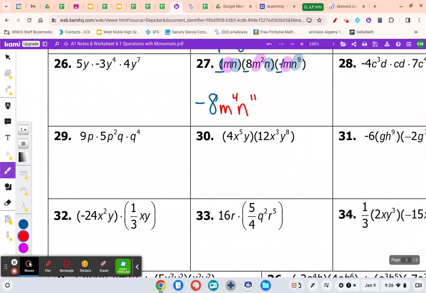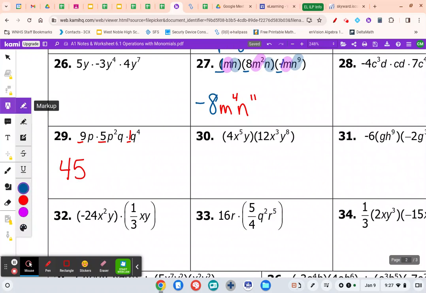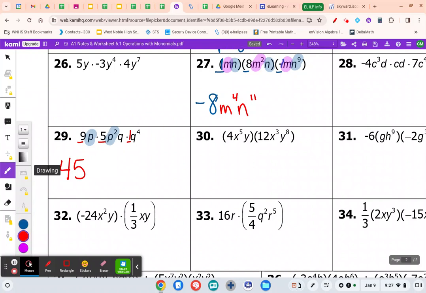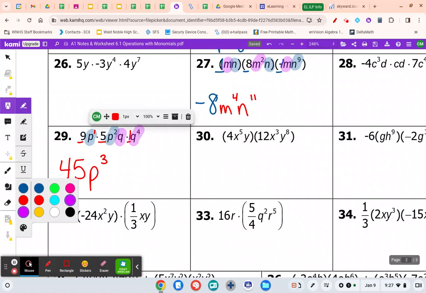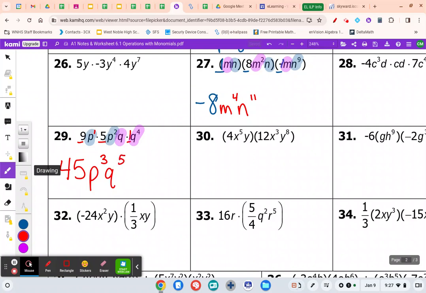We're going to skip down to 29. So we have to multiply our numbers, 9, 5, technically there's a 1. So this will be 45 with our numbers. Those should be easy. Just treat them like normal numbers. We have p squared, and there's no p in the last term, so don't worry about that. We just end up with p cubed. And then in the first term, there is no q, so we will end up with q to the 5th. Okay, 2 more to go.